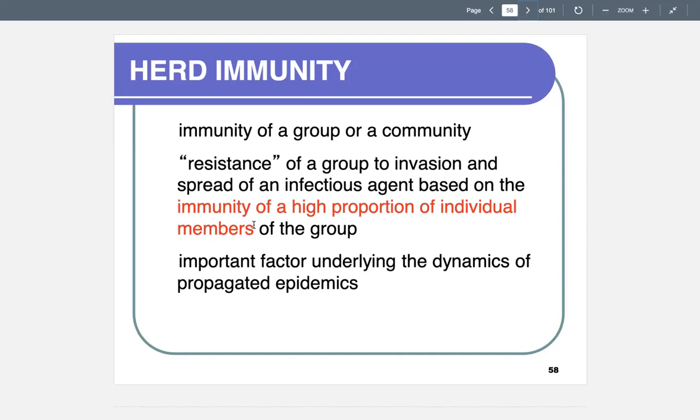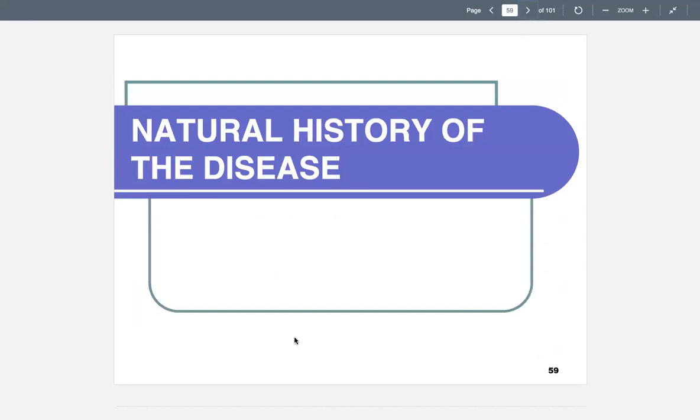Okay? In the herd immunity, class, ang ini-aim dyan is yung immunity of the high proportion ng individual in the community. Para maiwasan nga yung spreading ng disease at maiwasan din yung fatality or yung severe form ng disease na yon. Okay, herd immunity. Now we go to the natural history of the disease.